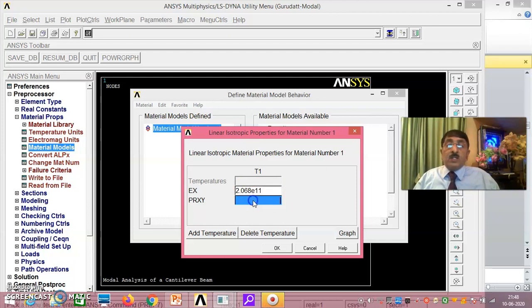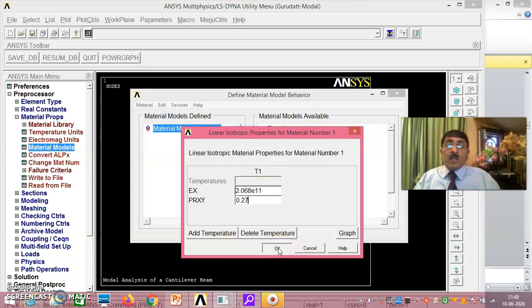If Poisson's ratio is 0.3, you take 0.3. If it is 0.27, you take 0.27. Then 2.068 e to the power of 11, understand, is Newton per meter square. That means the load should be in Newton and the model should be in meter only. Consistency in the units should be maintained.